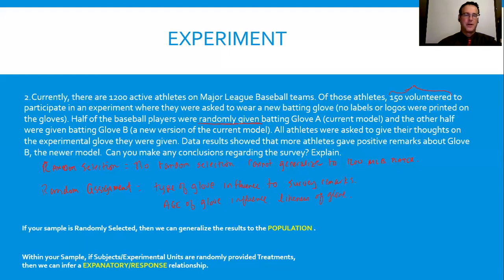Okay, so random assignment was good here. It was highly represented, but you were not randomly selected. So whatever you come up with, we did say there was influence. You can only generalize to the 150 volunteers, and that's it. You cannot generalize to everybody because they weren't randomly selected. Only a certain group of people chose to participate.